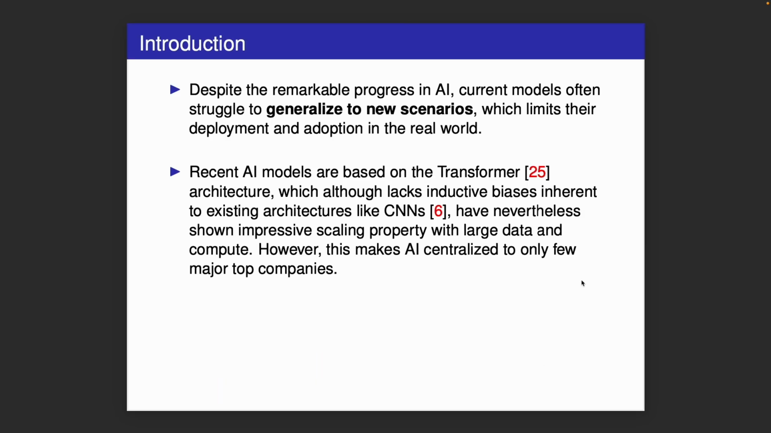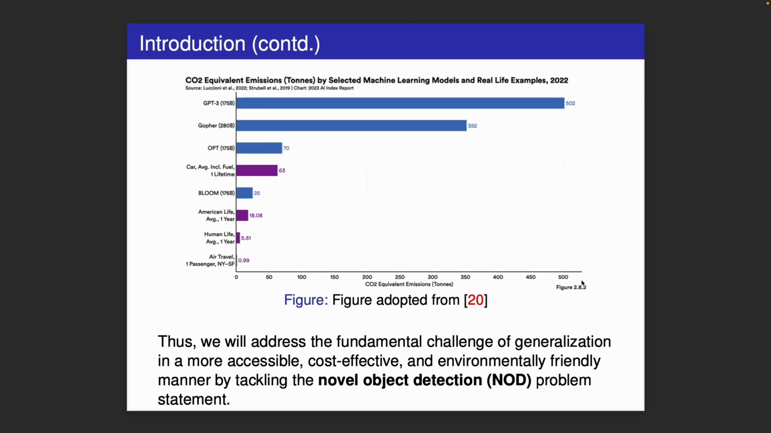Despite the remarkable progress in AI, current models often fail to generalize beyond their training data distribution. Recent models are based on transformers, and they lack inductive biases which are present in CNNs. However, transformers have shown impressive scaling properties, which makes them centralized to only a few major top companies which can afford to spend compute on increasing the scale. So, we will be addressing the fundamental challenge of generalization in a more accessible, cost-effective, and environmentally friendly manner.